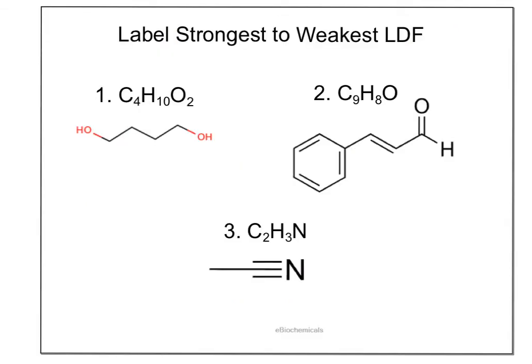Okay, for these guys, we're just going to look at London dispersion forces and label them from strongest to weakest. Mostly this page, I want to show you something you've never seen before just to kind of expose you in case you take chemistry in college. So this guy has a chemical formula, C4H10O2, and you can see this is a structure. This is how we draw structures in organic chemistry. Same here, C9H8O.